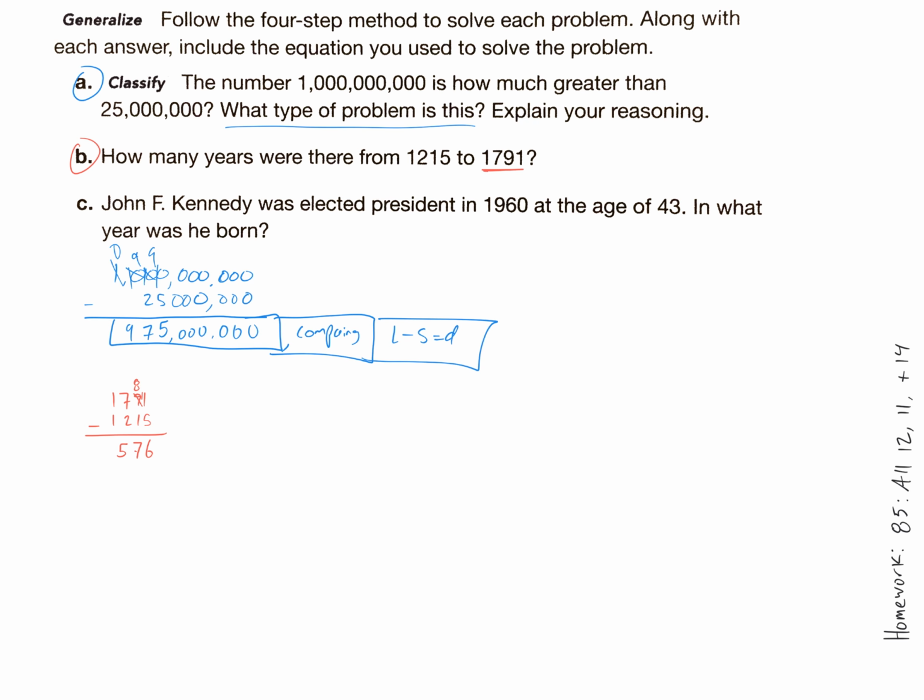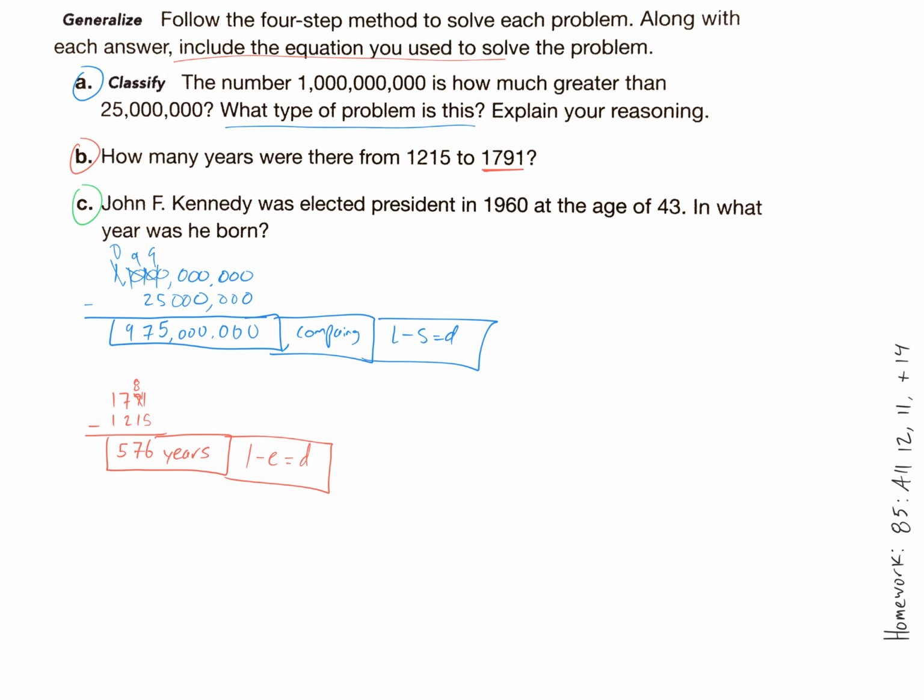So I'm going to say 576 years. And then my equation that I used was elapsed time. So it would have been L minus E is equal to D. Remember up here it says include the equation you used. And then one more here.